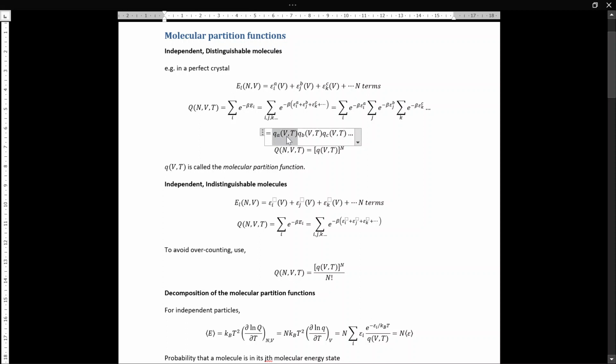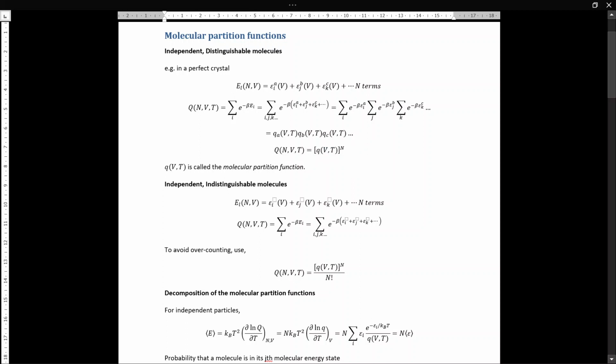And I represent that by small q. I put A to represent that this is for molecule A. Then this is nothing but a product of small q's, right? How many times? Capital N times. And since all these qA, qB, they are identical molecules, all the energy levels happen to be identical, so all the sums happen to be identical, I would have capital Q is equal to small q raised to the power N. And now mind that small q is just a function of volume and temperature.